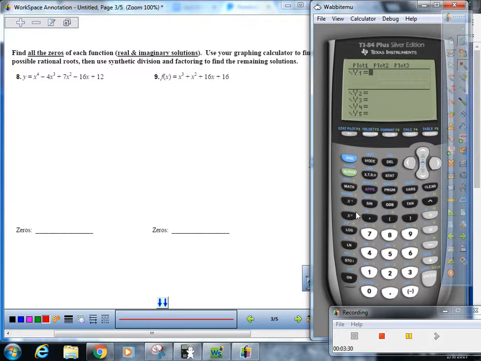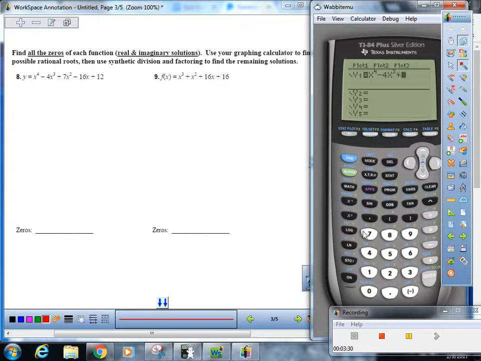Y equals x to the 4th minus 4x cubed plus 7x squared minus 16x plus 12. Now, before I graph it, I expect to have 4 real solutions to this. Okay?